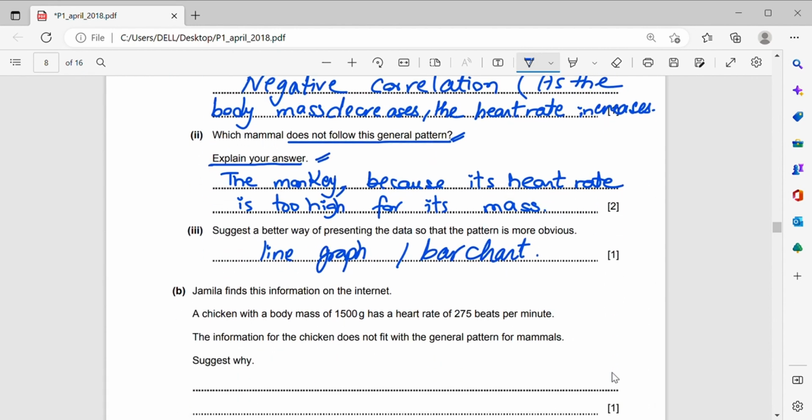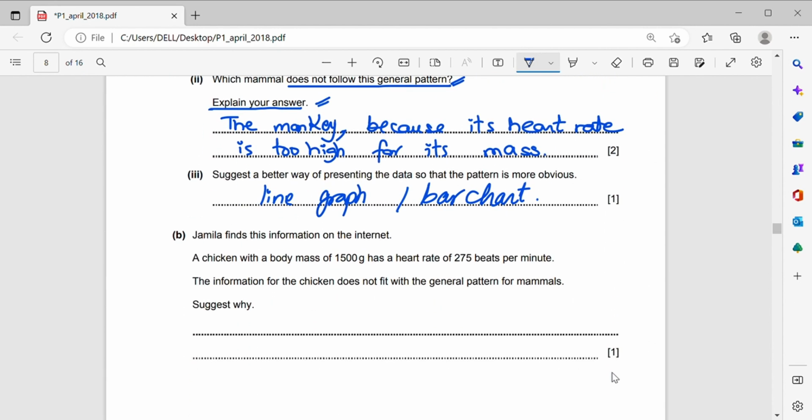Jamila finds this information on the internet. A chicken with a body mass of 1,500 grams has a heart rate of 275 beats per minute. The information for the chicken doesn't fit with the general pattern for the mammals. We said here regarding the general pattern, as the body mass decreases, the heart rate increases. So here regarding the chicken, this information doesn't fit with the pattern.